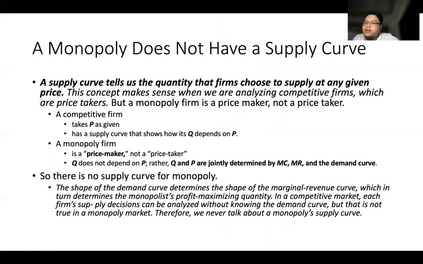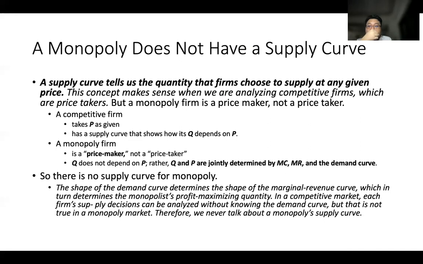A monopolist does not have a supply curve. A supply curve tells us the quantity that firms choose to supply at any given price. This concept makes sense when we're analyzing competitive firms, right? Because in competitive markets, what determines the price is the demand and supply curves, the intersection of it. And then individual firms just take it as given.